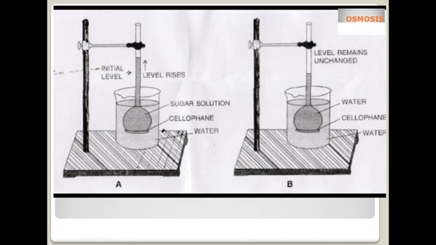Then we come to B. There is water in the Thistle funnel, and water in the cellophane in the beaker. So at the end, the level remains unchanged. We made mention of the fact that for the process to take place, a concentration gradient must exist. Here the concentration is the same on both sides, and therefore there is no movement from one end to the other.